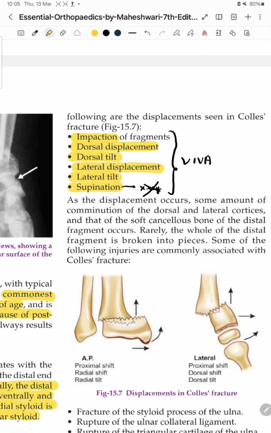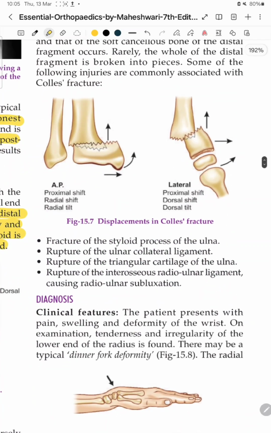These displacements need not occur as an isolated injury. It can occur with the following: fracture of the styloid process of the ulna, rupture of the ulnar collateral ligament, rupture of the triangular cartilage of the ulna, rupture of the interosseous radio-ulnar ligament causing radio-ulnar subluxation.